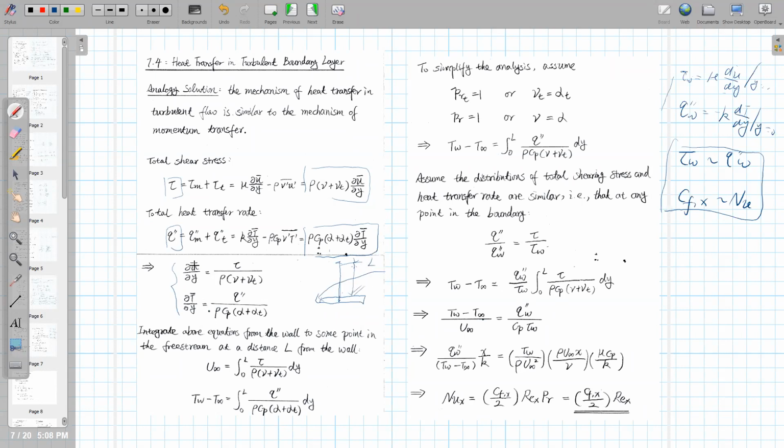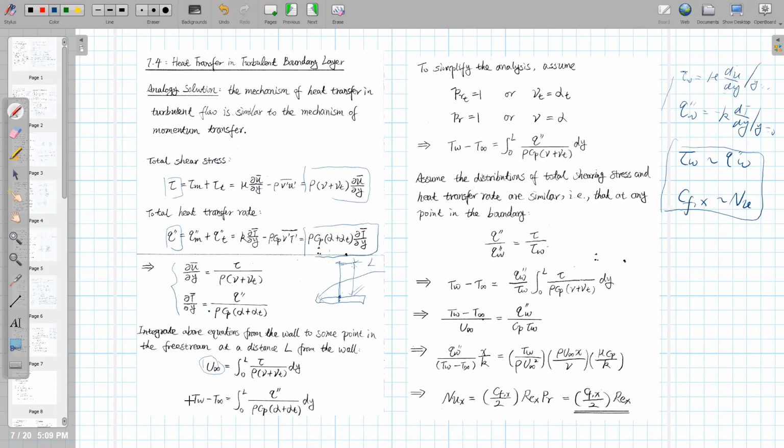When you integrate this equation for du dy, we know that at the wall the velocity u comes to 0, and at this larger location L in the free stream, the mean velocity becomes u infinity. So you only have u infinity left here. On the right hand side, it's the integral from 0 to L of tau over rho (mu plus mu t). We do the same integration on the temperature equation. At the wall you have the wall temperature, and at location L you have the free stream temperature T infinity. So when you do that integration, you get T wall minus T infinity.